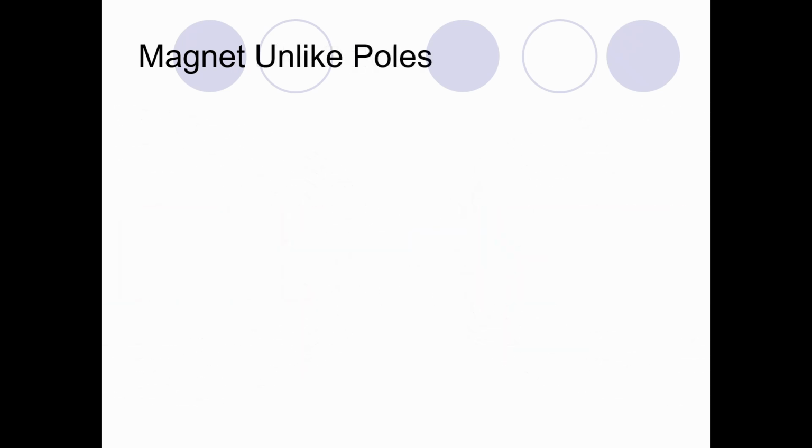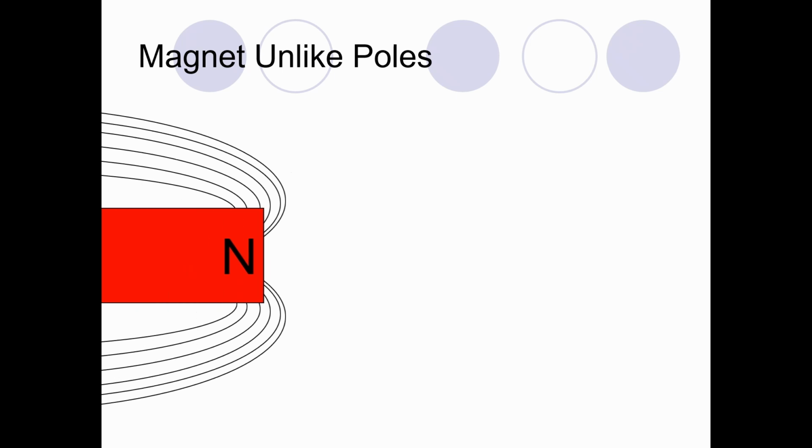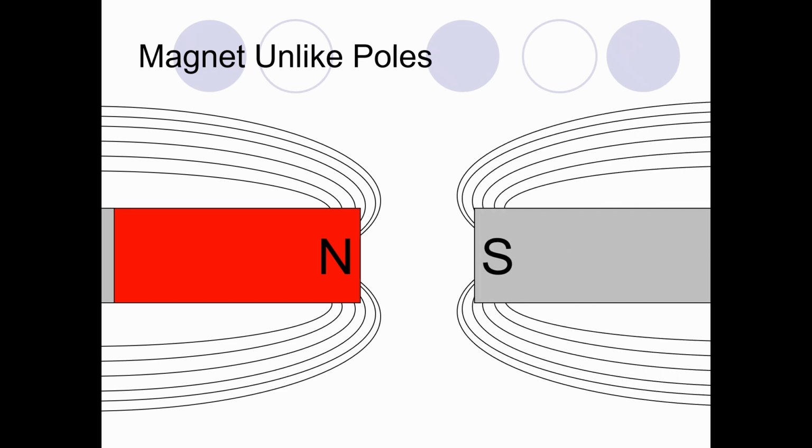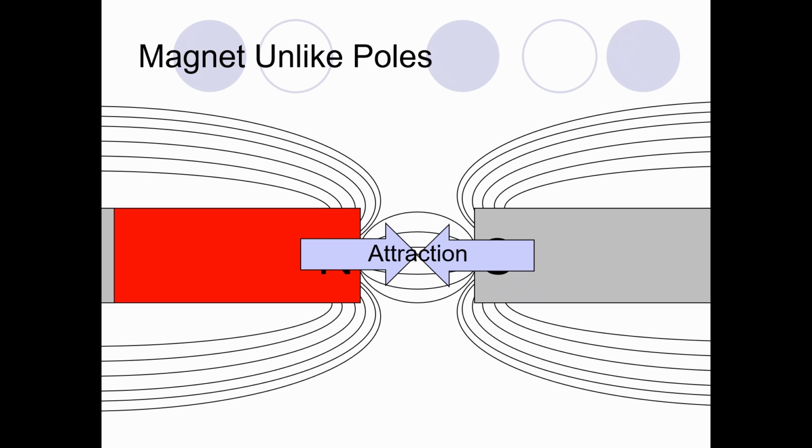In this example, let's first bring in a north pole. The magnetic lines of force are flowing out of the north pole. When we bring in a south pole, the lines of force are flowing into the pole. The force of attraction can be felt between the two magnets. This attraction will become stronger until the two magnets literally stick together.